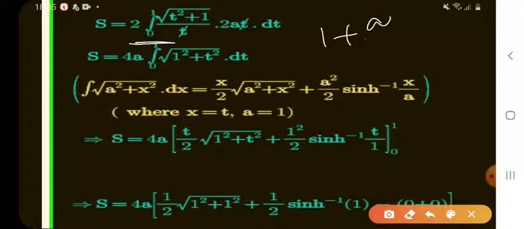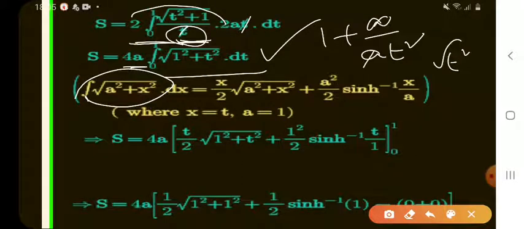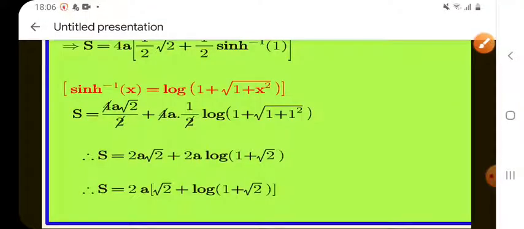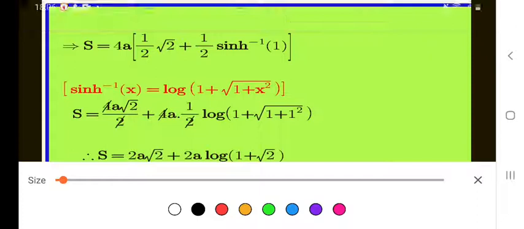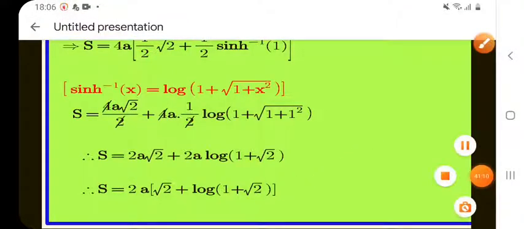Root of 1 plus a by x, where x means a t square. Here a cancels. What is the LCM? t square plus 1 by root of t square, which means t. After taking the root, we get t. So t cancels, write 2a outside. So 4a, integral 0 to 1, root of 1 plus t square dt is the s value. Here we applied the formula for the integration of root of a square plus x square. And after substituting limit values, we get s equals 2a into root 2 plus log of 1 plus root 2, which is the length of the given arc. Okay. Thank you.